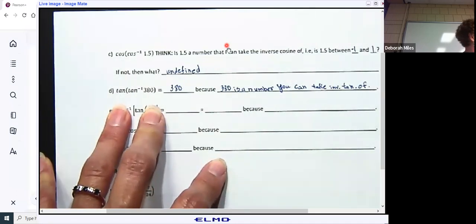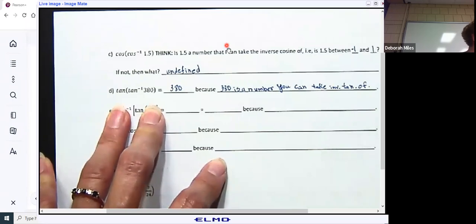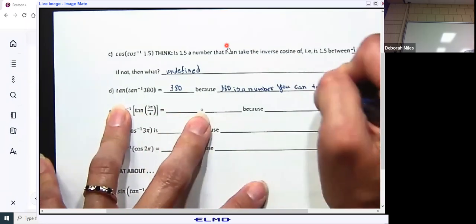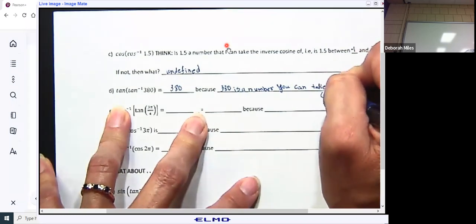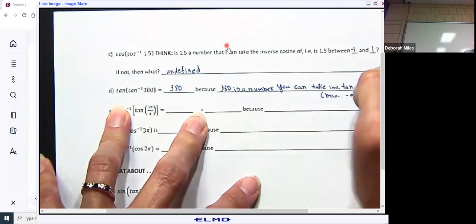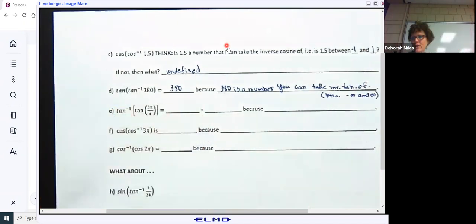Are you okay with it? It's between negative infinity and infinity. I can take the inverse tangent of anything. Is it because the range or the domain of inverse tangent is negative? Yes, you can add that. That's perfect.